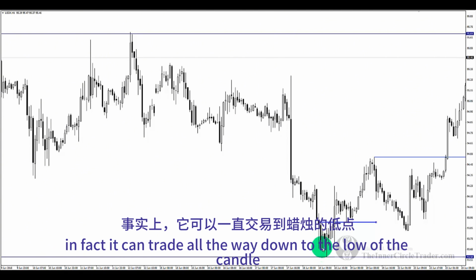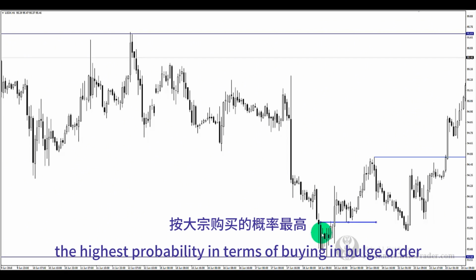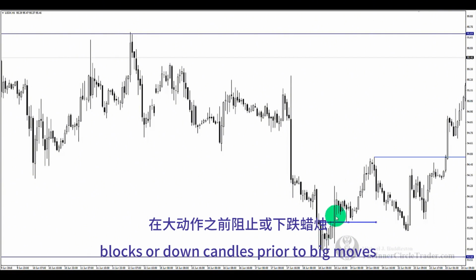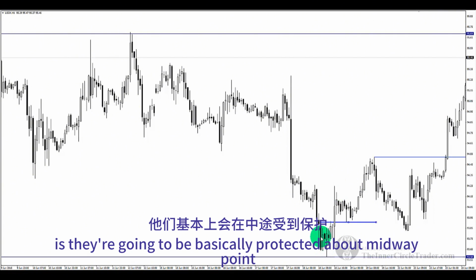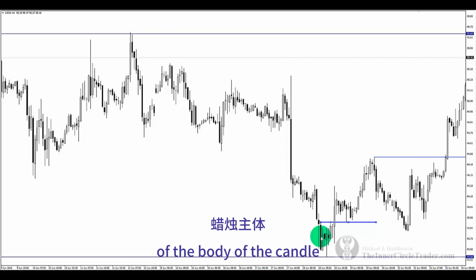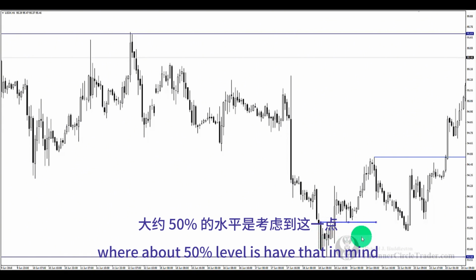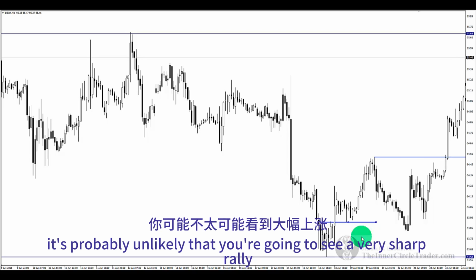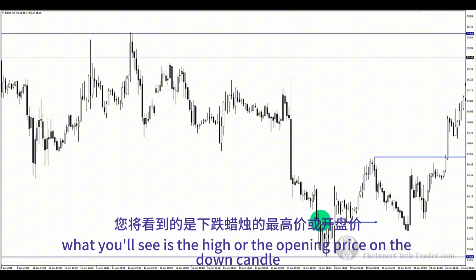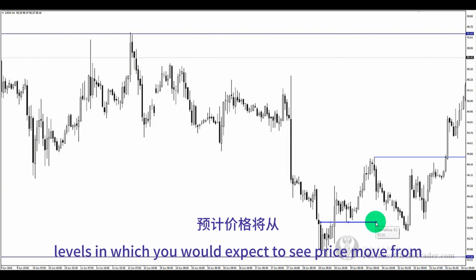In fact, it can trade all the way down to the low of the candle, but we don't like to see that. The highest probability in terms of buying in bullish order blocks or down candles prior to big moves is they're going to be basically protected about midway point of the body of the candle. Okay, so if you draw a fib from the high down to the low, wherever that 50% level is, have that in mind. If it gets to that level, it's probably unlikely that you're going to see a very sharp rally away from it. Generally, what you'll see is the high or the opening price on the down candle is going to be the sensitive levels at which you would expect to see price move from.